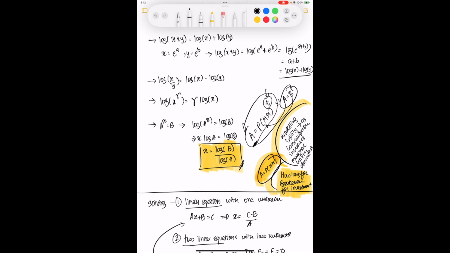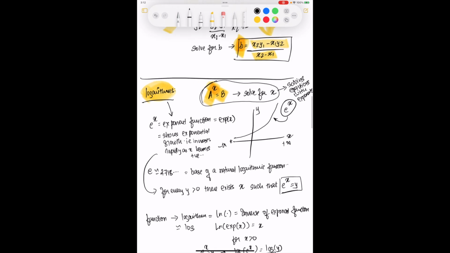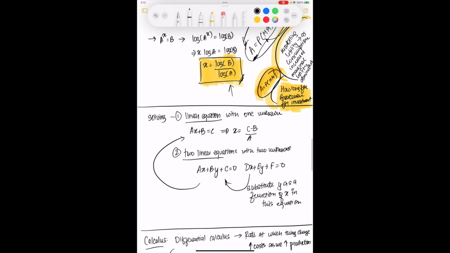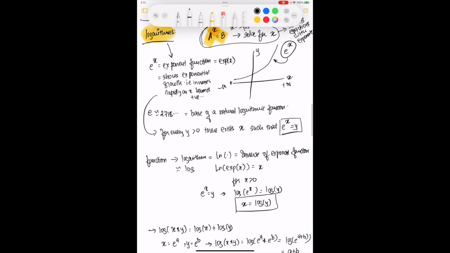So let's see what log is. So a raised to x equals b, we can solve for x, and x, in this case, would be log of b upon log of a. Yeah, so that's what we see here. And let's see how we derive this.